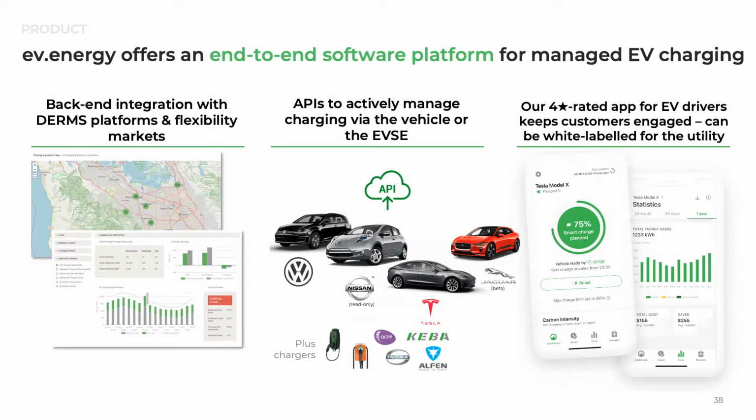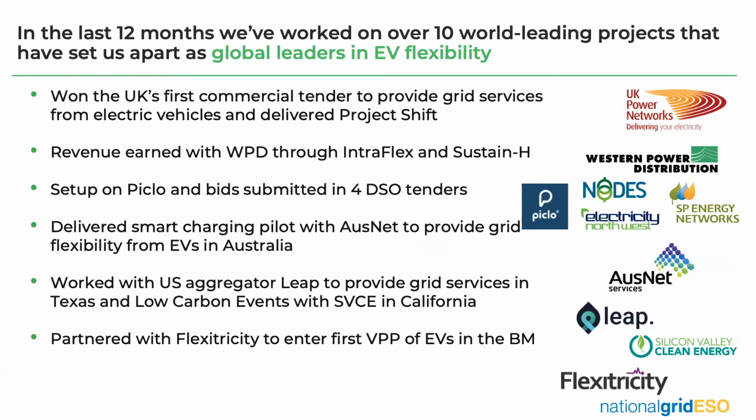Next slide, please. So this is just some of the other things we do in flexibility. We work with UK Power Networks, Project Shift, then of course, WPD Intraflex. Peak Flow, some of you might be aware of, a way to submit tenders. Some work in Australia, California, Texas, and then Flexitricity to try and enter into the balancing mechanism. Next slide, please.